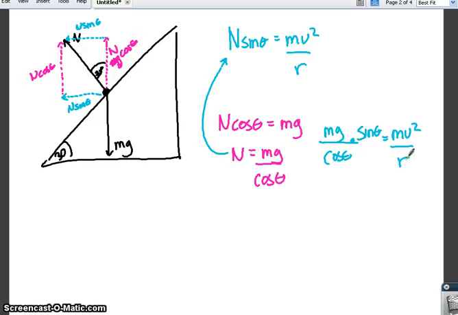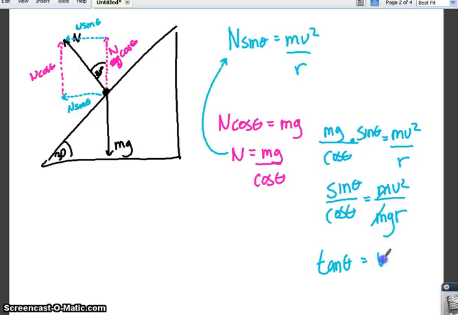And just to simplify this, I'm going to divide both sides by mg. So I'm going to move the mg down this way, mg over here. Sine theta over cosine theta equals mv squared over r mg. Notice the m's cancel out. And from trigonometry, remember that sine theta divided by cosine theta equals tangent of theta. So the tangent of theta equals v squared over gr.